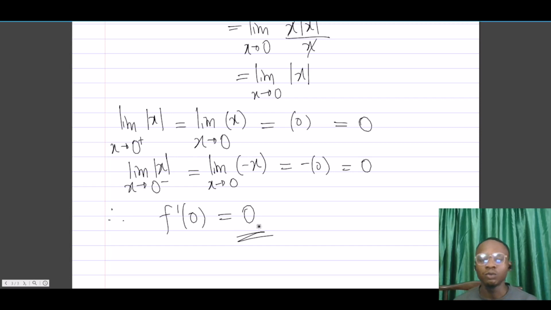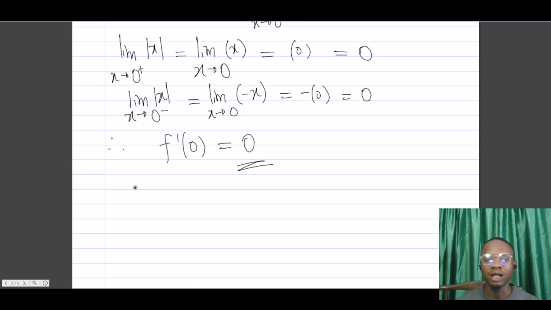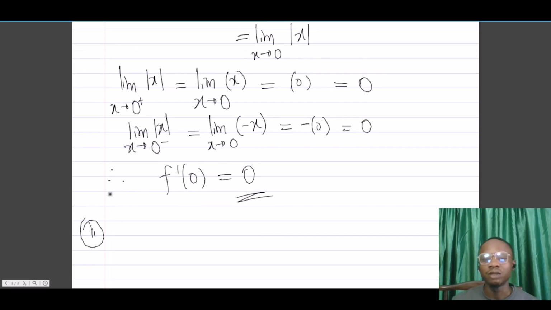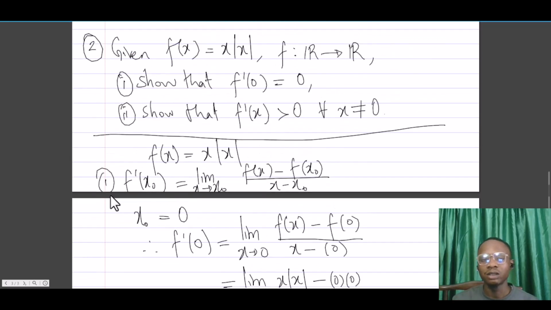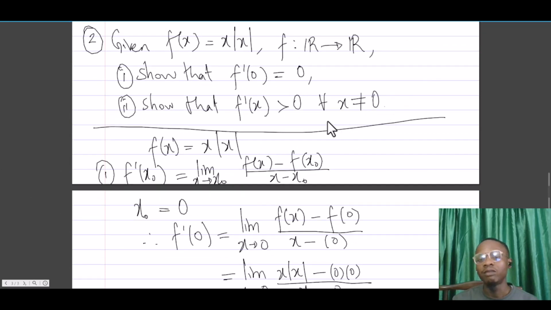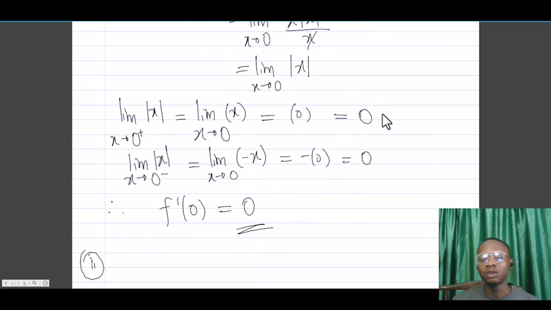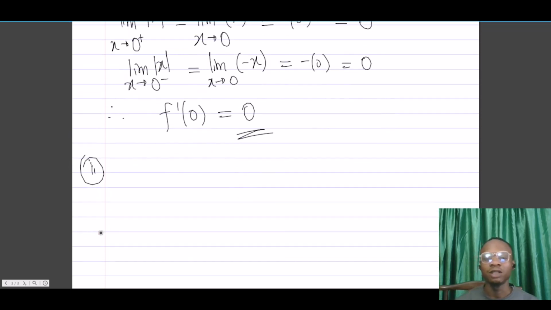Alright, so we're done with the first part of the problem. We have shown that indeed the function has a derivative at x equal to 0 and that derivative is 0. Then looking at the second part of the problem, it says that we should show that f prime of x is greater than 0 whenever x is not equal to 0. So let's see what our f prime of x is going to be.